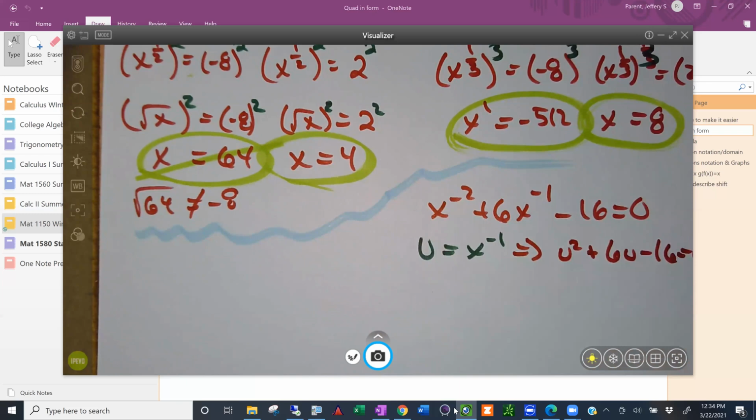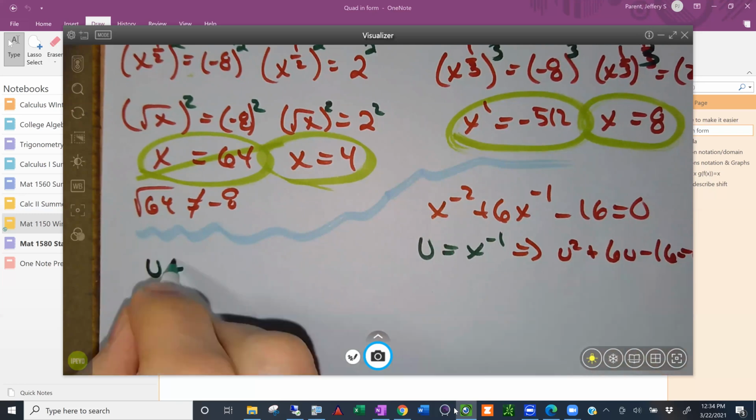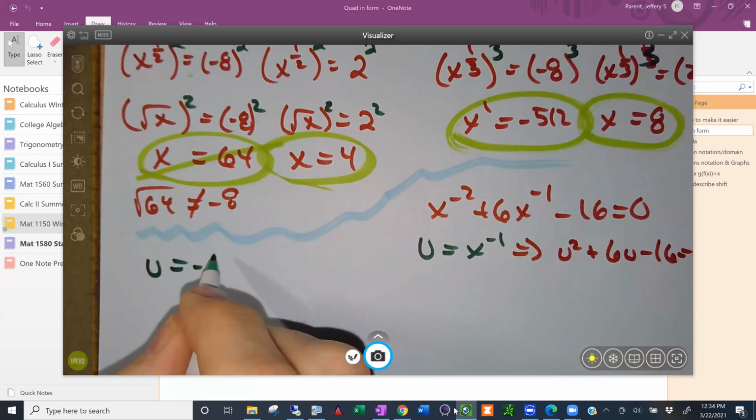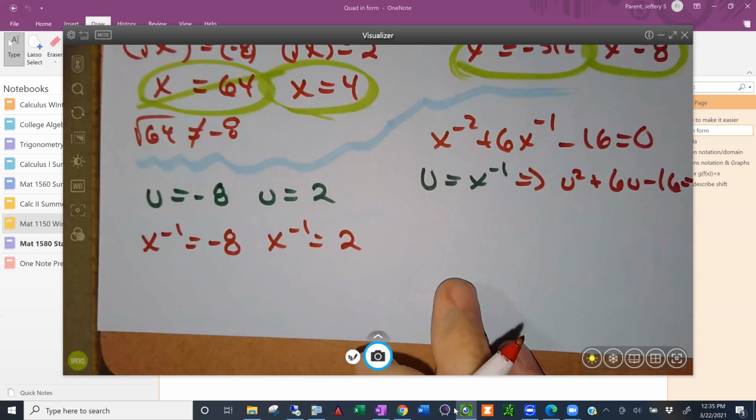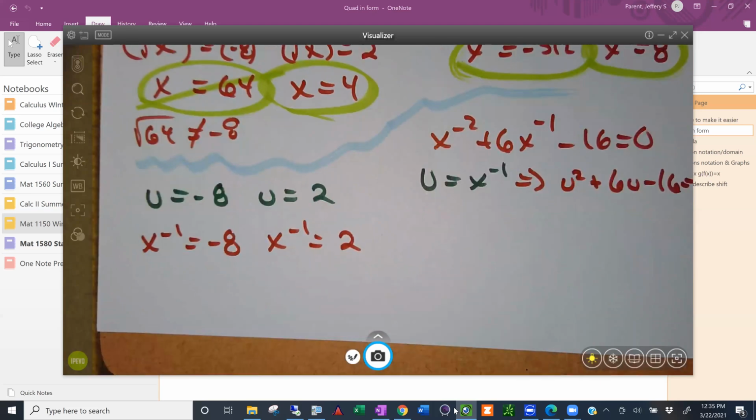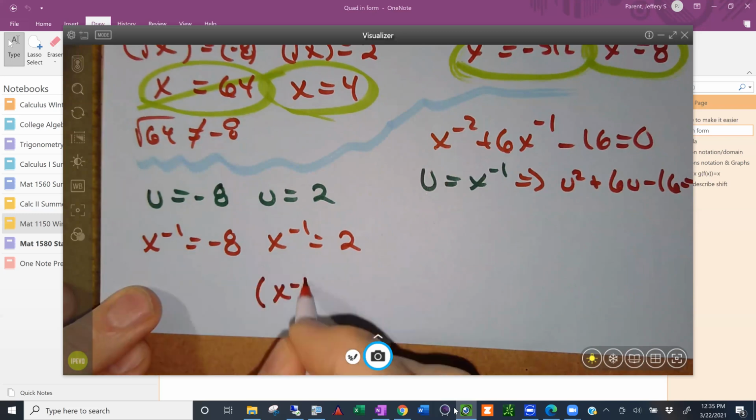And we already know what the solutions are for this, right? We've all done this twice now. We got u equals negative 8 and u equals 2. Those were our two solutions to that equation. The difference this time is instead of something to the 1/2 power or something to the 1/3 power, I've got x to the negative first power. So how do I deal with this? Same way that I dealt with the other two. Raise both sides to the reciprocal power.